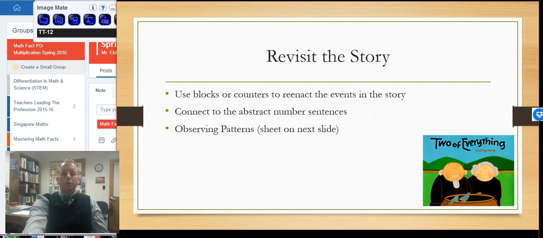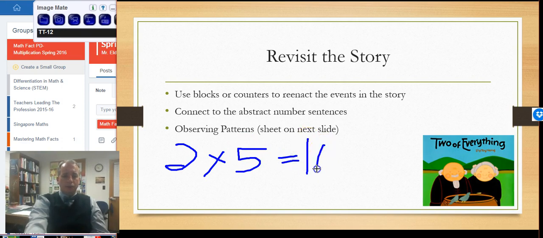We can act out the scenes in the story, especially with younger kids. They're going to enjoy that kind of thing. And ultimately we'll connect to the representational of the drawings, then the abstract of the number sentences. But we need to remember that by the time we get to 2 times 5, or 2 groups of 5, like for the 2 groups of 5 coins equals 10, this is a highly abstract sentence, right?